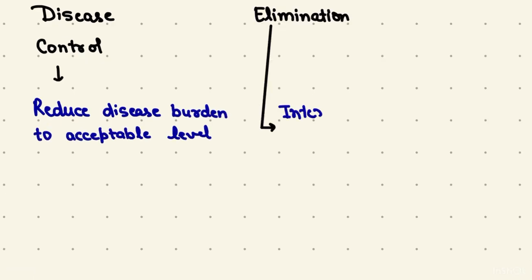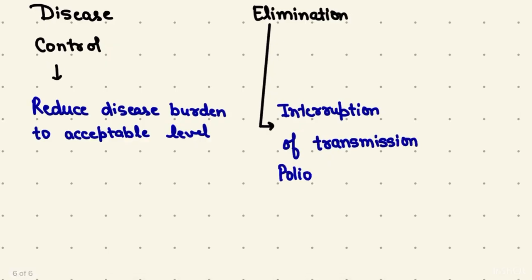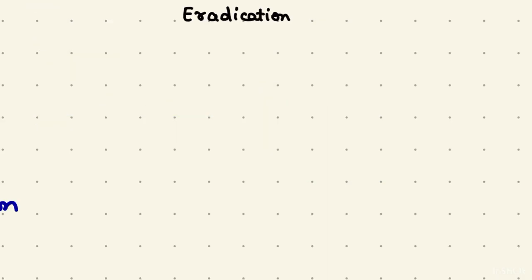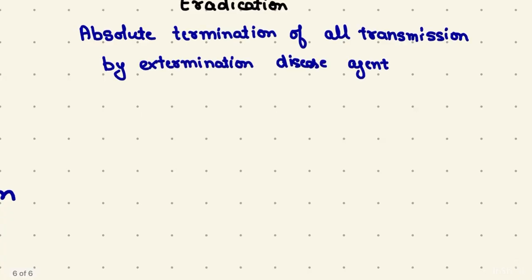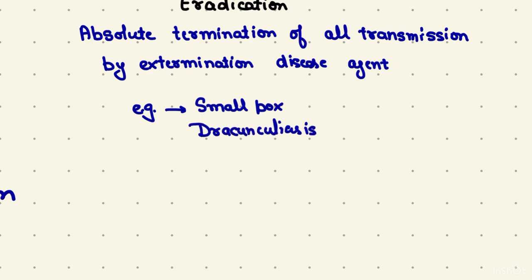Okay, what does disease control mean? It means reducing the disease to an acceptable level. Elimination means interruption of transmission in a defined geographical area. Its examples are polio, measles. Eradication means absolute termination of all disease transmission by exterminating the disease agent. Examples are smallpox and dracunculiasis.